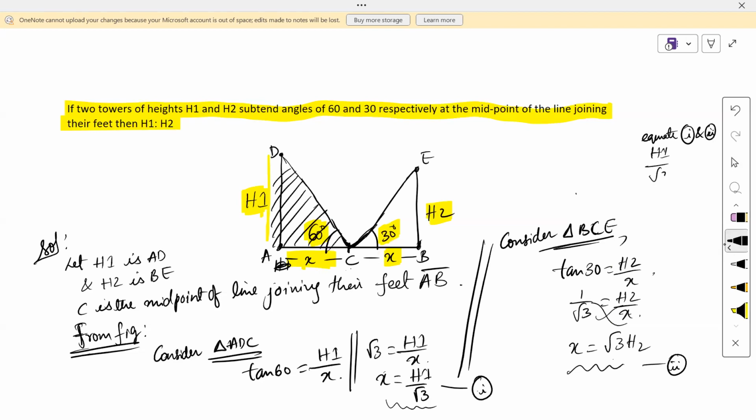h1 by root 3 is equal to root 3 into h2. So bring h2 to here and send root 3 to there. So h1 by h2 is equal to root 3 into root 3, which is 3. We get 3 by 1. Therefore, h1 is to h2 equal to 3 is to 1. Complete answer. Hence, the ratio of h1 and h2 is 3 is to 1.